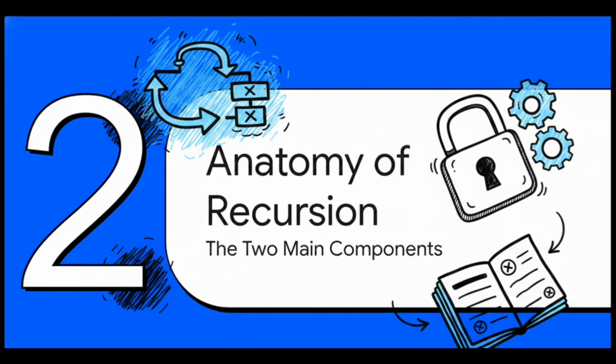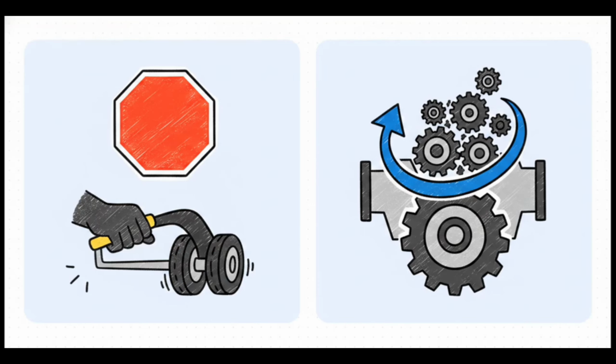Moving on to Section 2, let's look at the anatomy of recursion. Because to pull this off without completely crashing your program, you really need to understand the strict rulebook a recursive function has to follow. It basically boils down to a two-part system. On one side, we have the base case. Think of this as your emergency brakes. It's the specific condition that tells the function, okay, stop, we're done here, which is absolutely crucial for preventing an endless loop.